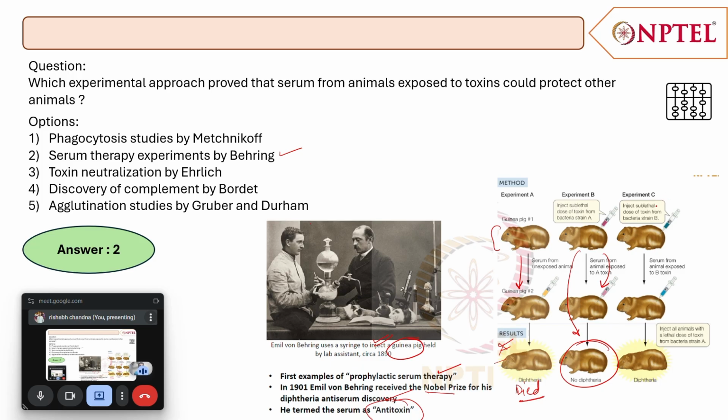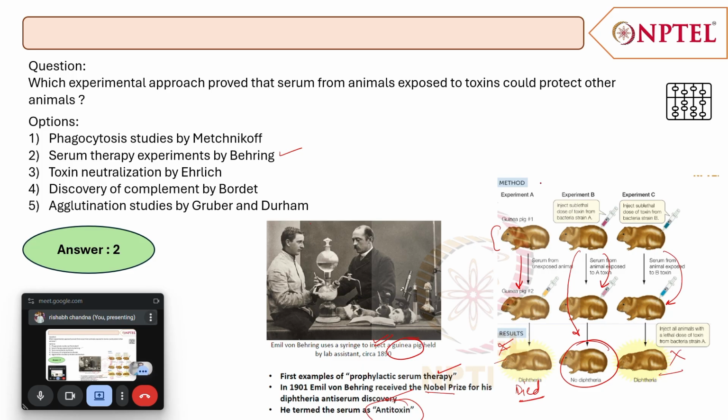In the other experiment, a guinea pig was induced with another bacterial strain that doesn't cause diphtheria, and when its serum was transferred to another guinea pig, which was then injected with a lethal dose of bacterial strain A that causes diphtheria, the guinea pig died. Okay, so why did it die? Because it doesn't have immunity against the diphtheria toxin bacteria.